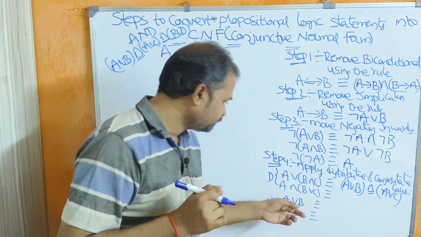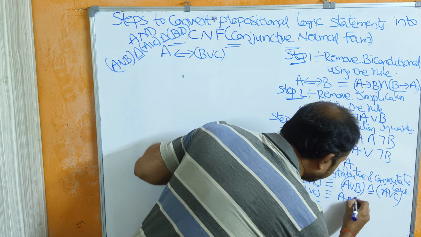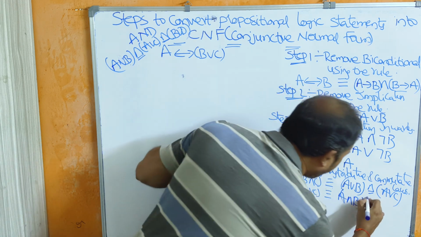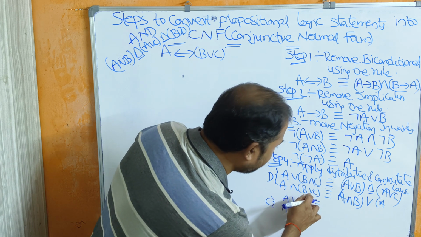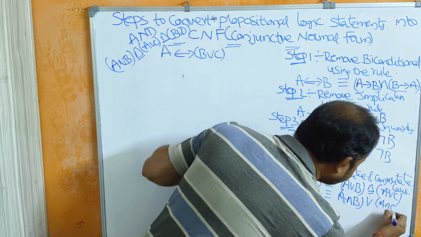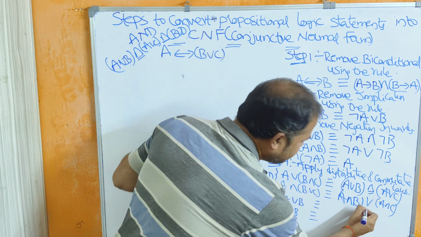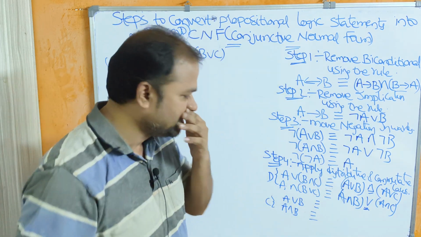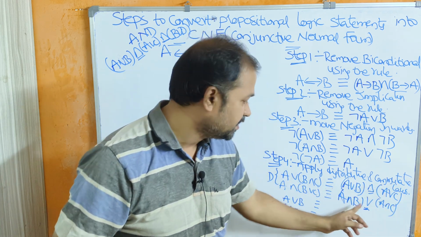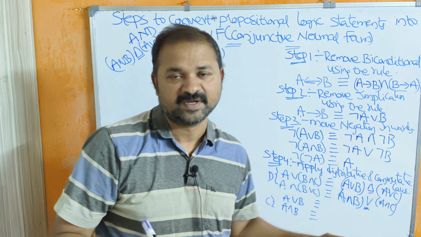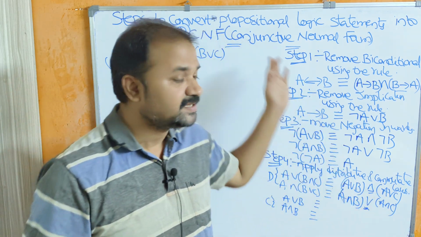Next, (A and B) or C is equal to (A and B) or (A and C). Which normal form is this? This is the disjunctive normal form, so this is not conjunctive. The first production is in conjunctive normal form, whereas this one is in disjunctive normal form. So once again we need to apply the rule till we get the production in the conjunctive normal form.